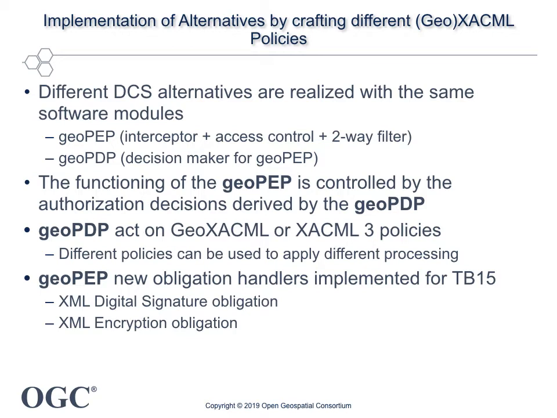In fact, the processing for the different approaches is controlled by different XACML3 and GeoXACML policies, loaded by the GeoPDP. To accommodate the required data-centric security-related functions, two new obligation handlers got implemented during TB15, XML digital signatures and XML encryption.